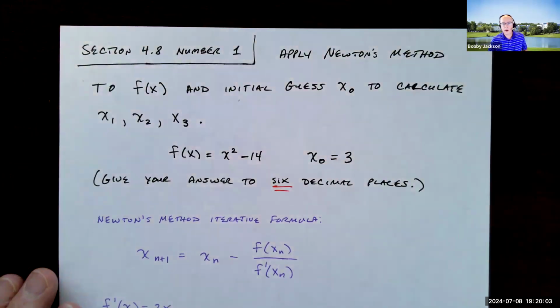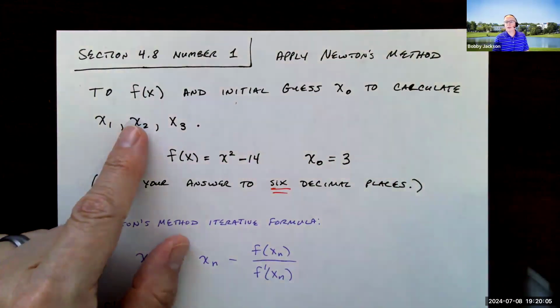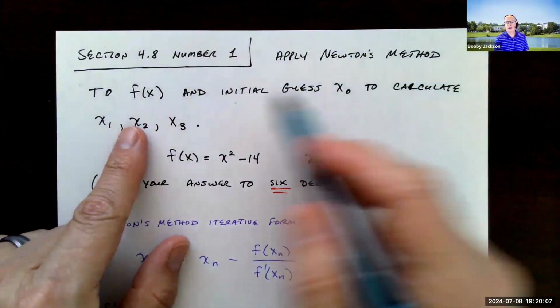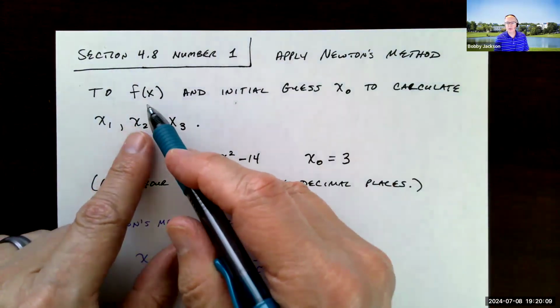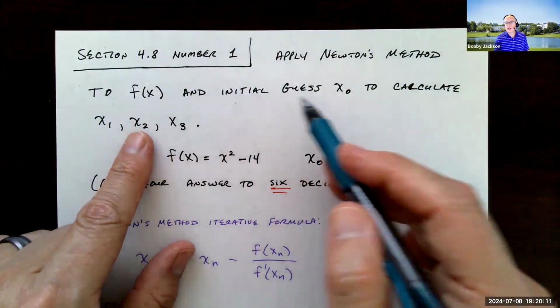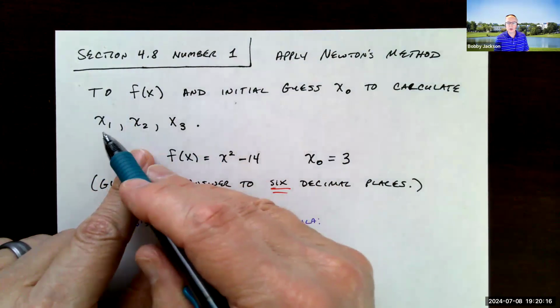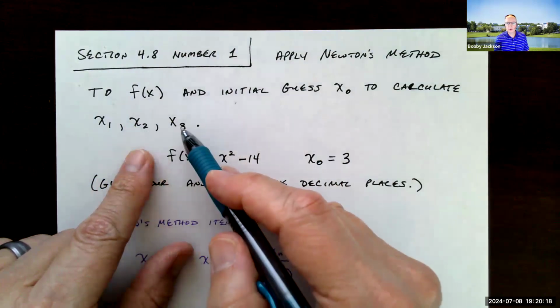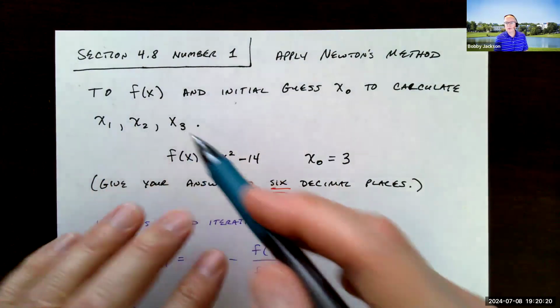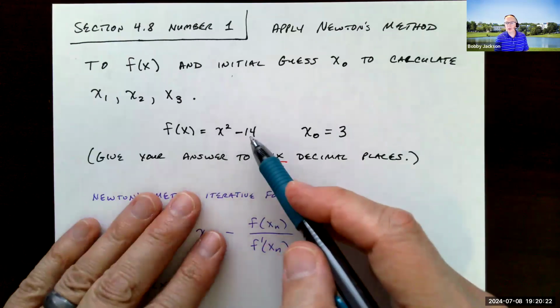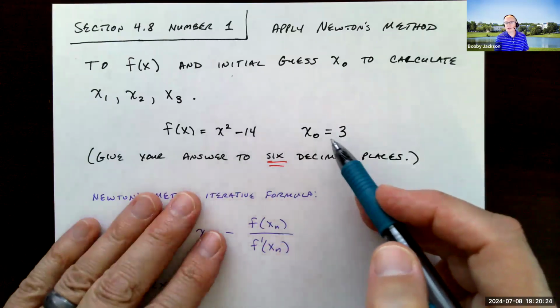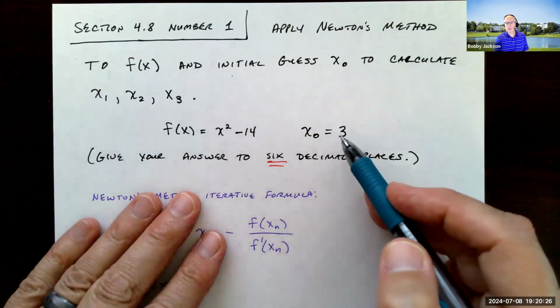We're going to look at number 1 in section 4.8. We're going to apply Newton's method to the function f of x and the initial guess x of 0, and we're going to calculate x of 1, x of 2, and x of 3. So the first 3 iterations, if you will, of Newton's method. The function we're given is x squared minus 14, and the initial guess x of 0 is 3.